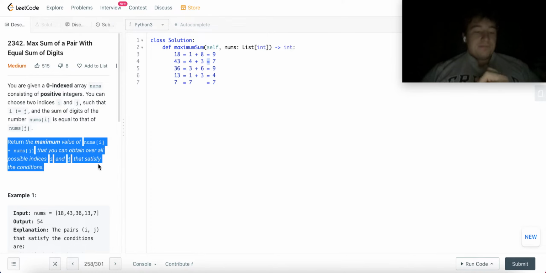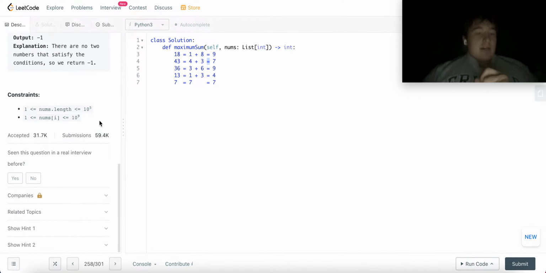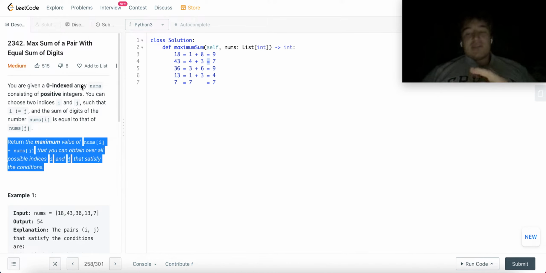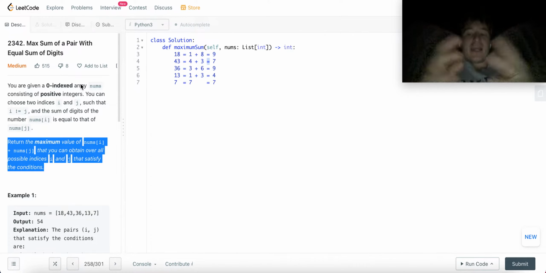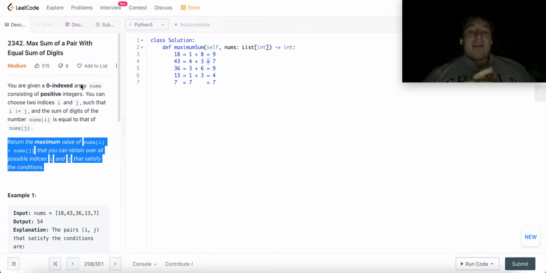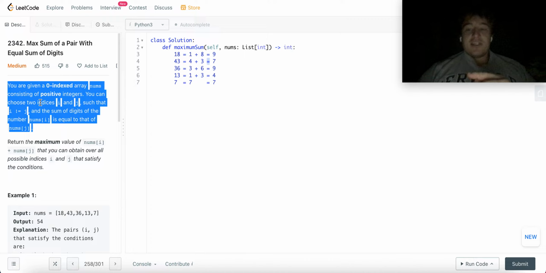Okay, so all right, 10 to the 5, 10 to the 9. So the easiest solution, the brute force solution, would be to look at all ij pairs. So look at all n squared ij pairs, check if their digit sums are the same, and if they are, add them up, and then take the maximum of all of them that meet that filtering condition of having the same digit sum.